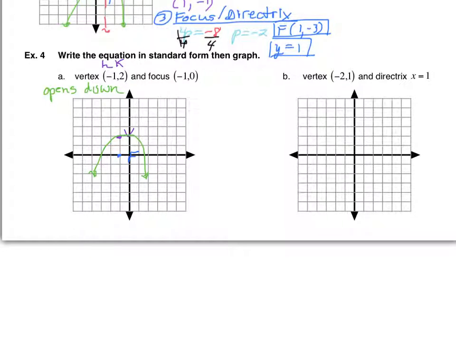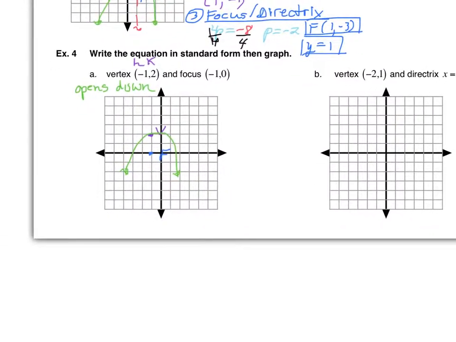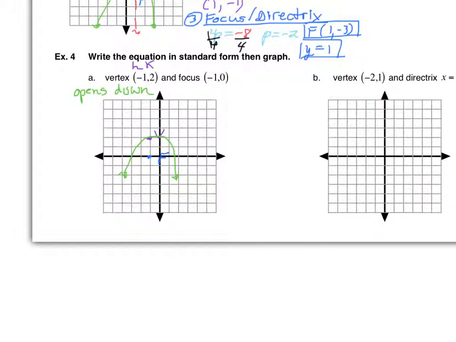So since it opens down, I'm going to use the following equation. I'm going to try to move everything to the right a little bit. So I've now identified the correct standard form that I'm going to use: x minus h squared equals 4p times y minus k. So I already know my h and my k. All I have to do is find p.